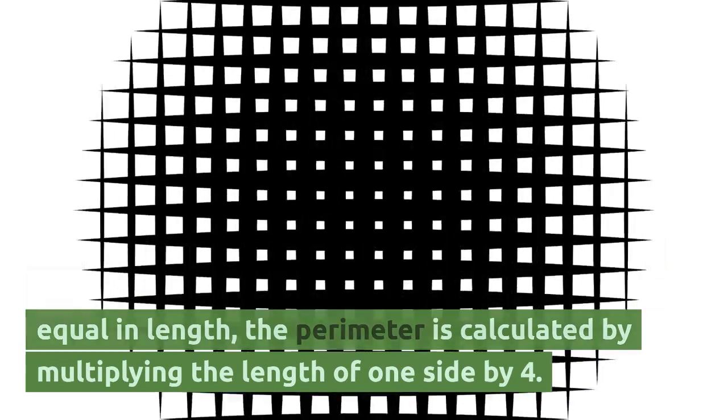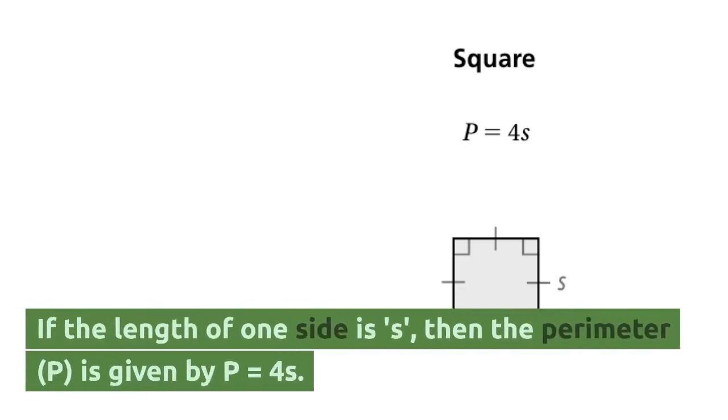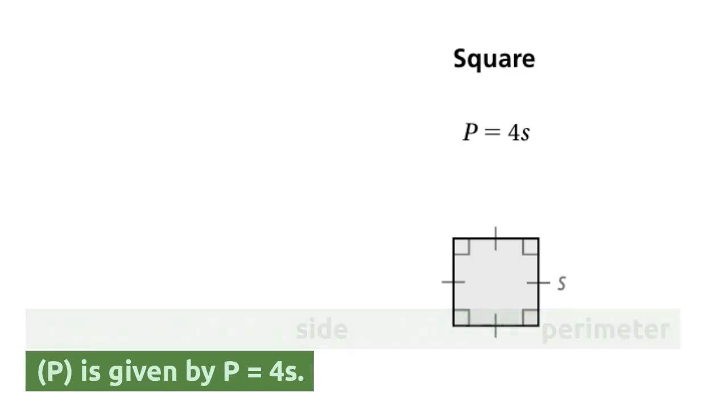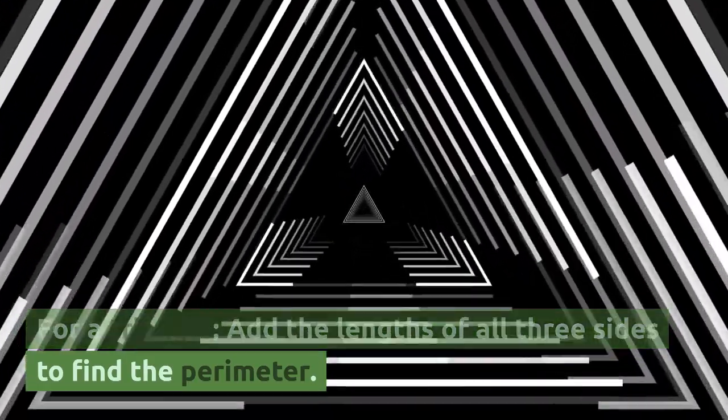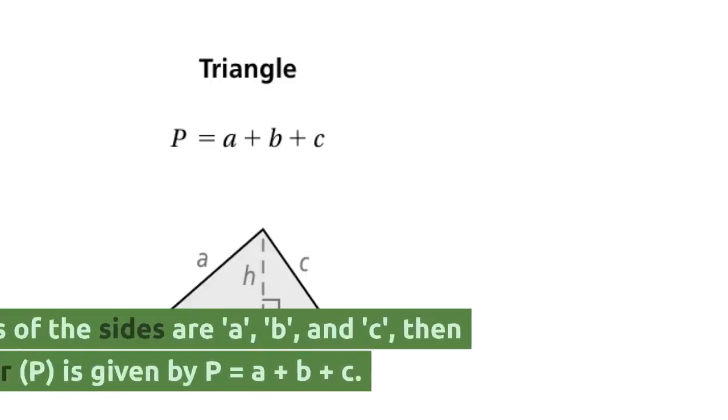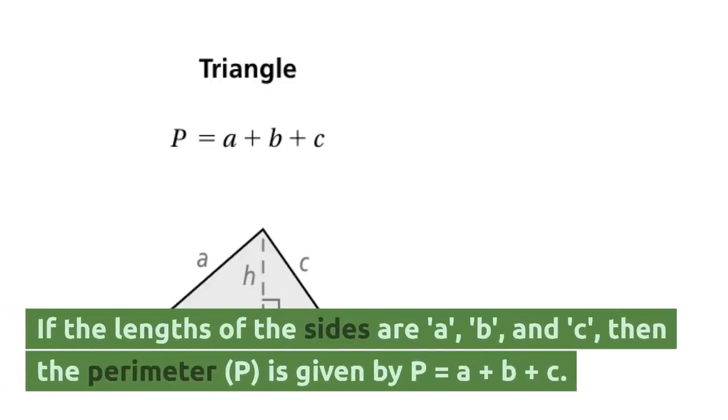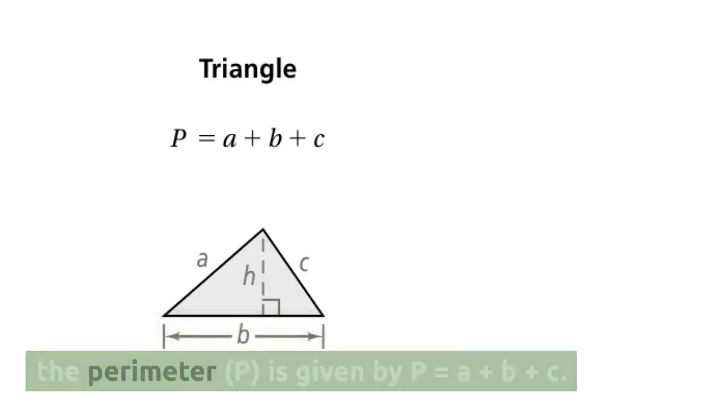is calculated by multiplying the length of one side by 4. If the length of one side is s, then the perimeter, p, is given by p equals 4s. For a triangle, add the lengths of all three sides to find the perimeter. If the lengths of the sides are a, b, and c, then the perimeter, p, is given by p equals a plus b plus c.